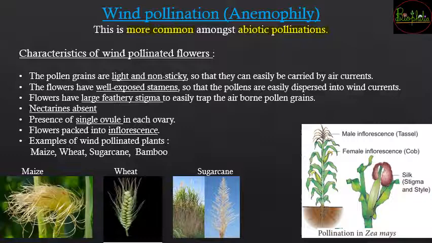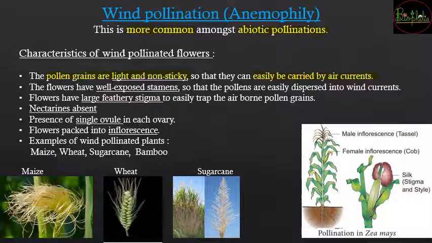So the flowers undergoing wind pollination have to have some characteristics for this type of pollination. The first characteristic is that the pollen grains are going to be lightweight and non-sticky. Why is this going to happen? Because if the pollen grains are heavy, they will not be lifted by the air. And even if they are sticky, the wind will blow but they will not come out of the anther. So it is very important that the pollen grains are light and non-sticky so that they can be easily carried away by the air currents.